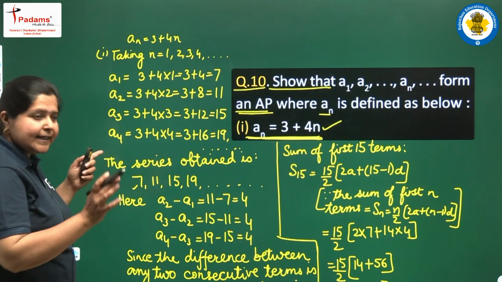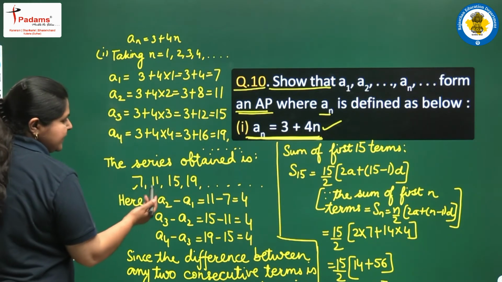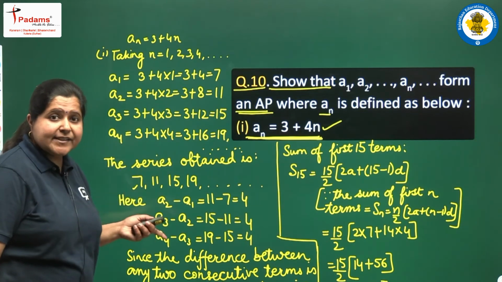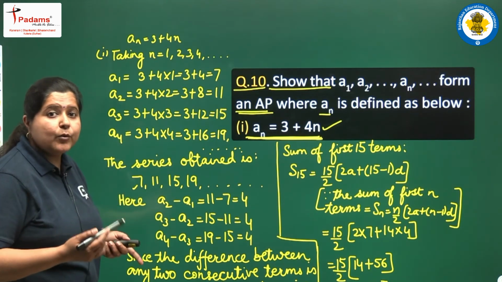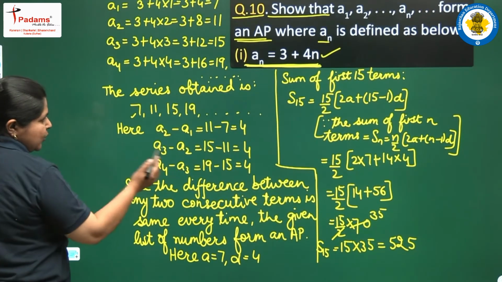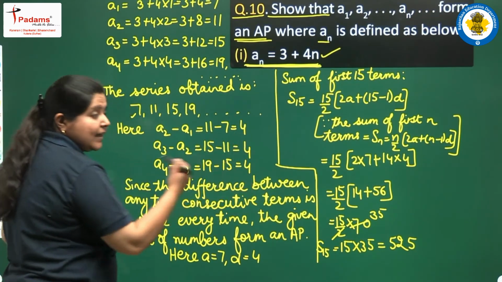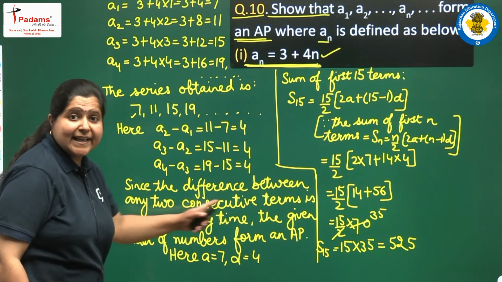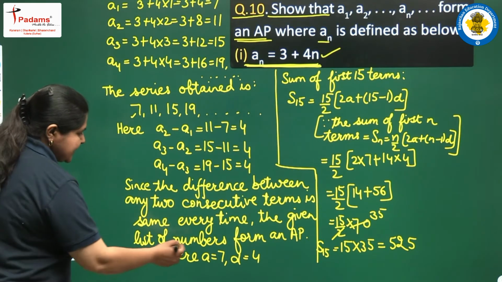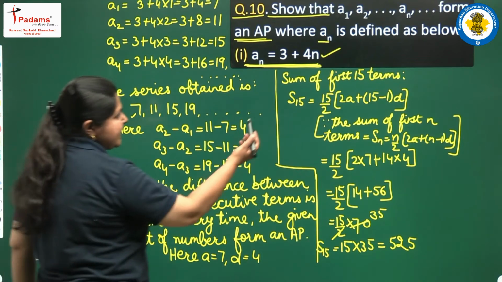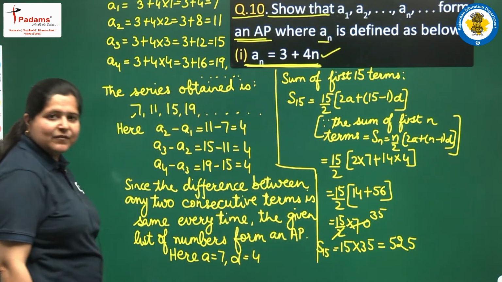हमने 4 टर्म्स निकाली और हमें इससे सीरीज़ मिल गई 7, 11, 15 एंड 19 एंड सो ऑन. अब हमें यहाँ चेक करना है कि क्या ये एक AP फॉर्म हो रहा है या नहीं. उसके लिए हमने लगातार 2 टर्म्स लेते हुए उनका डिफरेंस फाइंड आउट किया और वो आ रहा है इक्वल टू 4. एंड सिंस द डिफरेंस बिटवीन एनी टू कॉन्जिक्यूटिव टर्म्स इज सेम एवरी टाइम, दिस इज एन AP. और AP की फर्स्ट टर्म और कॉमन डिफरेंस मिल गया. अब इजीली हमने फर्स्ट 15 टर्म्स का सम फाइंड आउट कर लिया.